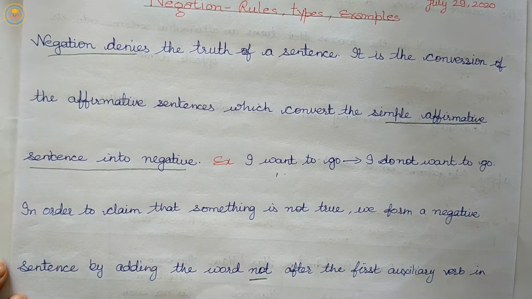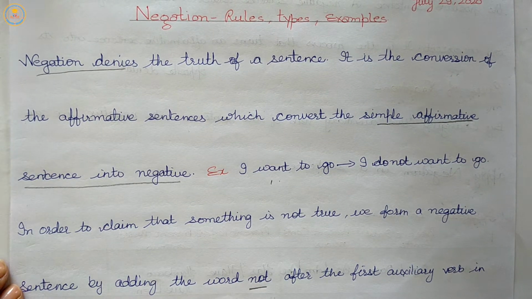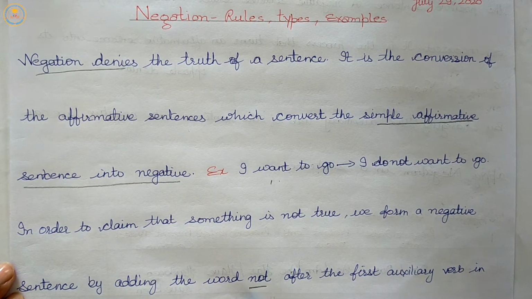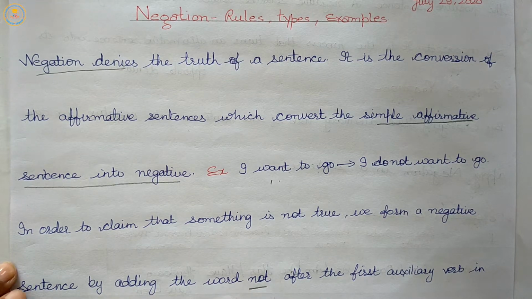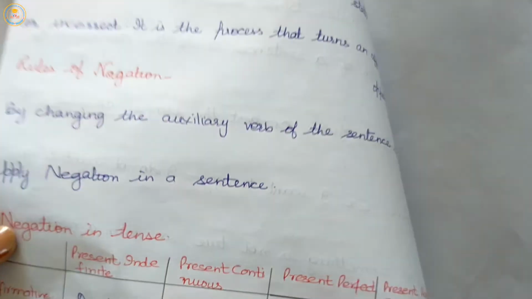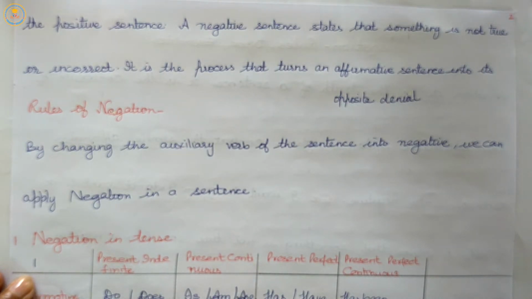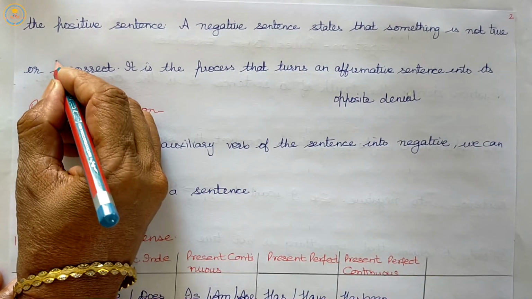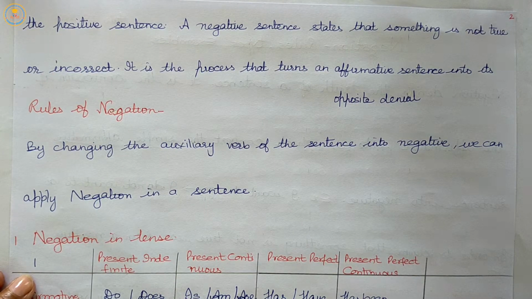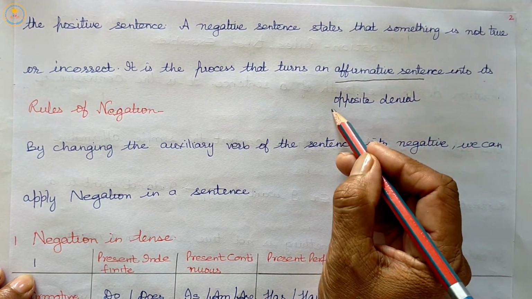Listen carefully. Negation denies the truth of a sentence. It is the conversion of the affirmative sentences, which converts the simple affirmative sentences into negative form. In order to claim that something is not true, we form a negative sentence by adding the word not after the first auxiliary verb in the positive sentence. A negative sentence states that something is not true or incorrect. It is the process that turns an affirmative sentence into its opposite, denial.